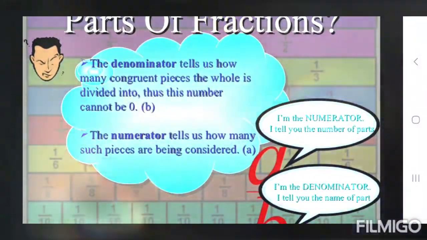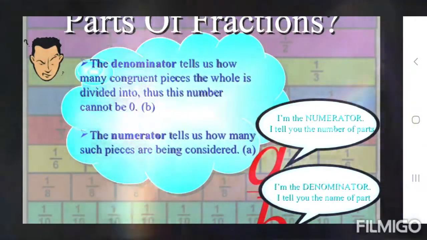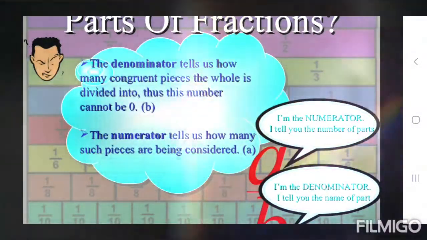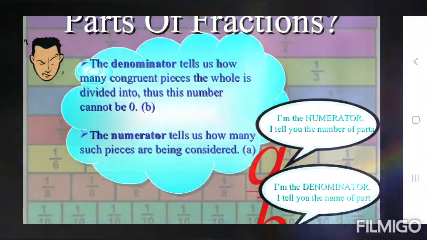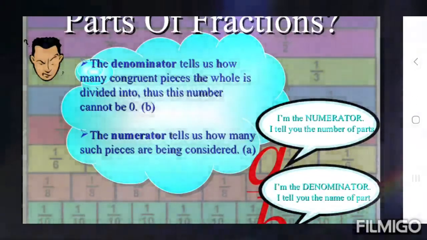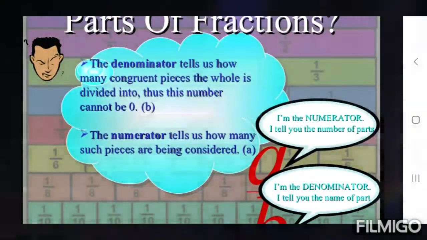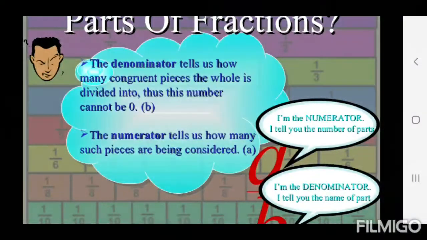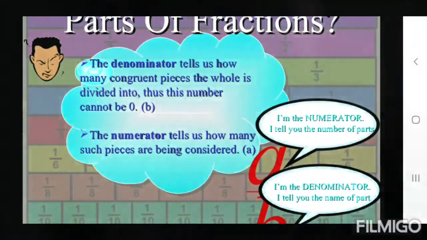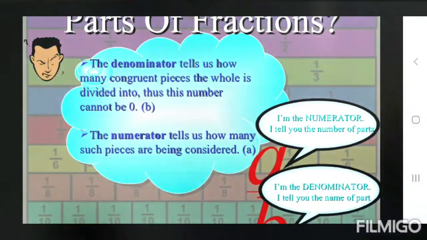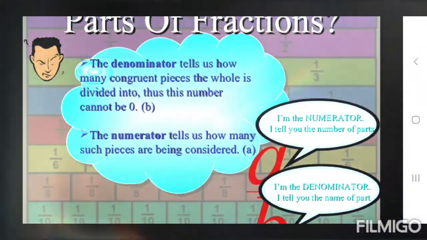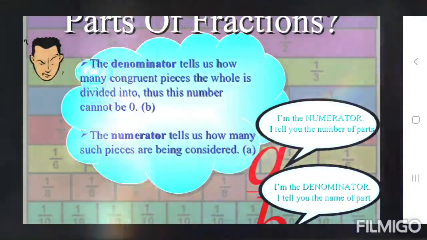So what are the parts of fractions? The denominator tells us how many congruent pieces the whole is divided into. Suppose you have taken the cake and you have divided it into 12 pieces, and you are going to eat 2 pieces. Here where you have divided the cake into 12 pieces, this 12 is the denominator, which is telling us about the whole, how many parts the whole has been divided into. The numerator tells us how many such pieces are being considered. So if you have taken 3, you will say I have taken 3 out of 12. So this is also represented in the form of a fraction.